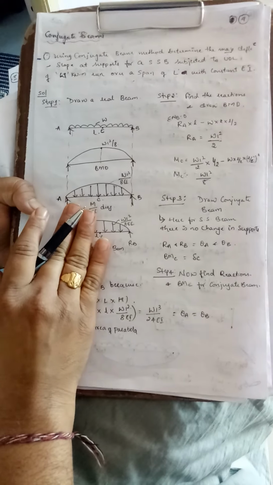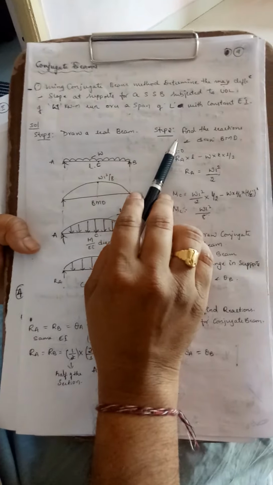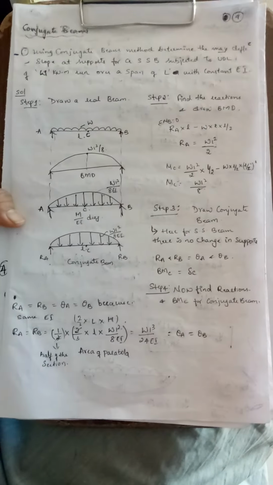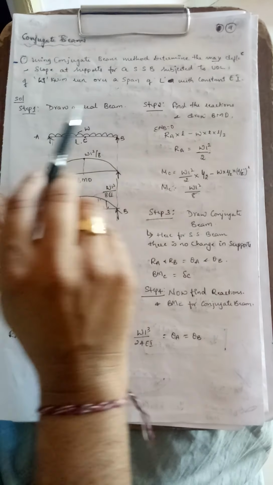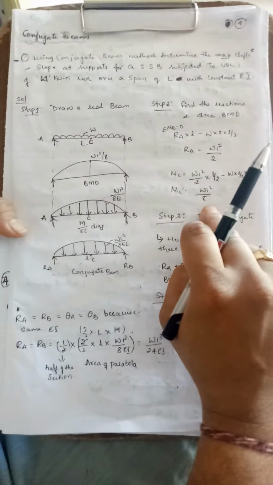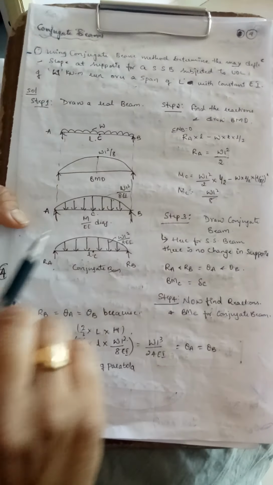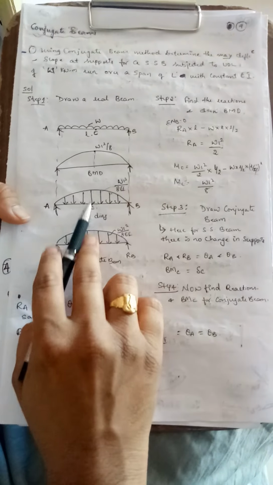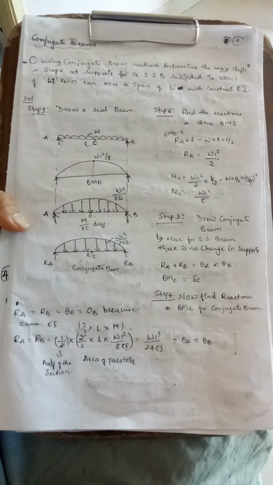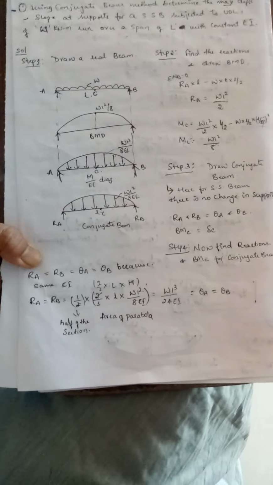Easy, you already know how to draw the BMD and M by EI diagram. I'll just go through very fast. Find the reactions and draw the BMD is step 2. Sigma MB is equal to 0: RA into L minus W into L into L by 2, that is RA is equal to WL by 2, and moment at C is equal to WL square by 8. So MC we got. So draw the BMD, that is WL square by 8 by EI. So we are making the M by EI diagram.